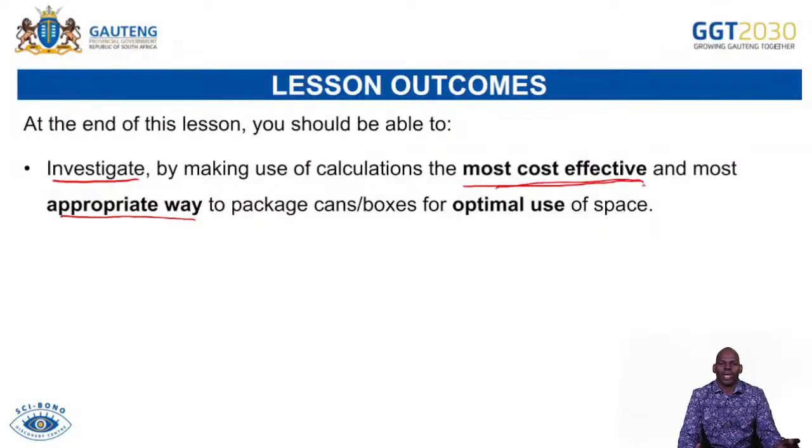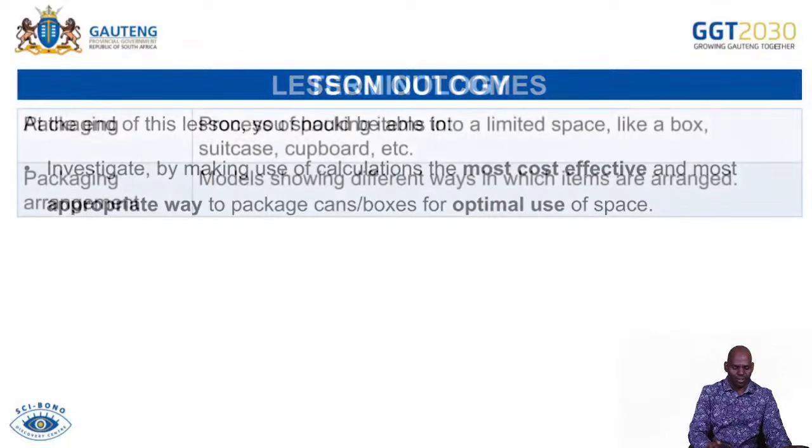And the appropriate way, remember, it is also very important. It's not only about the space, but it is also about the appropriate way. It's very important that whatever you're going to package, it's not being broken, or squashed, or scratched and so on. So the appropriate way, that one is also very, very important. Then the optimal use of space. So the optimal simply means you are going to use the space to the best of your ability.